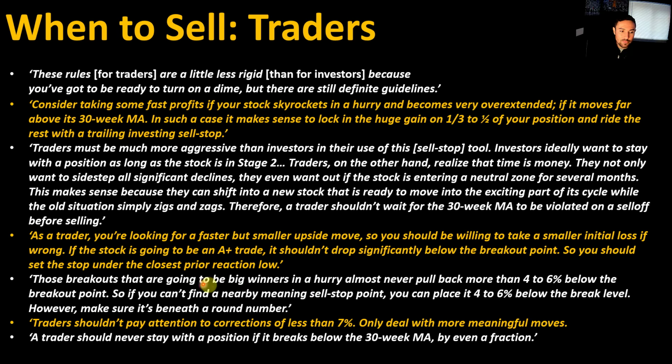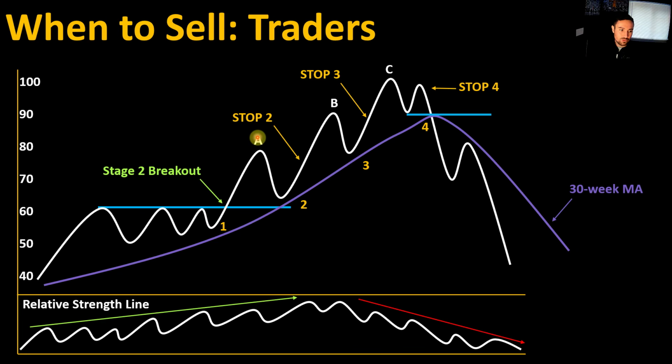Those breakouts that are going to be big winners in a hurry almost never pull back more than 4 to 6% below the breakout point. So if you can't find a nearby meaningful sell stop point, you can place it at 4 to 6% below the breakout level. However, make sure it's beneath a round number. Traders shouldn't pay attention to corrections of less than 7%. This is in the context of an uptrend. Only deal with more meaningful moves. A trader should never stay with a position if it breaks below the 30-week moving average by even a fraction. So if it comes down to the 30-week moving average, you can get out of it if you're a trader, is what Stan's saying.